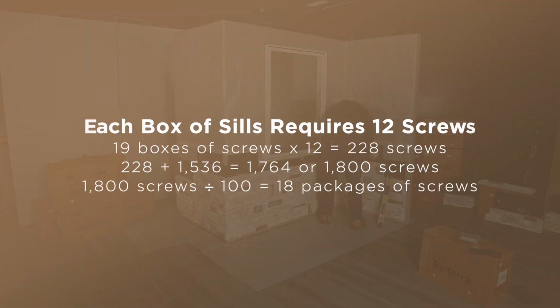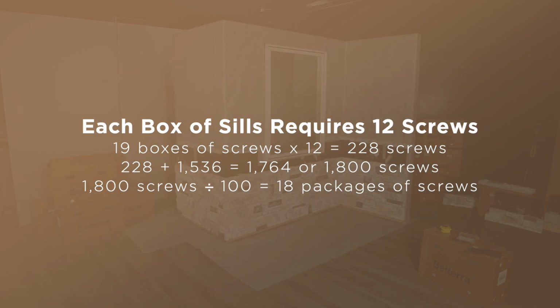Each box of sills requires 12 screws. Multiply the number of boxes of sills times 12. 19 boxes of sills times 12 equals 228. Add the screw counts together and round up to the next 100. 228 plus 1,536 equals 1,764, or 1,800.